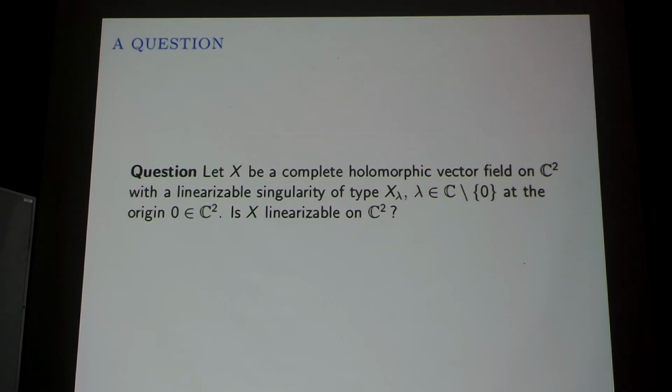So we think that it's still a good question to think about, that local linearizability plus a completeness hypothesis for a holomorphic vector field may imply global linearization. So far we have no counterexample. Okay, so that's all I wanted to say.